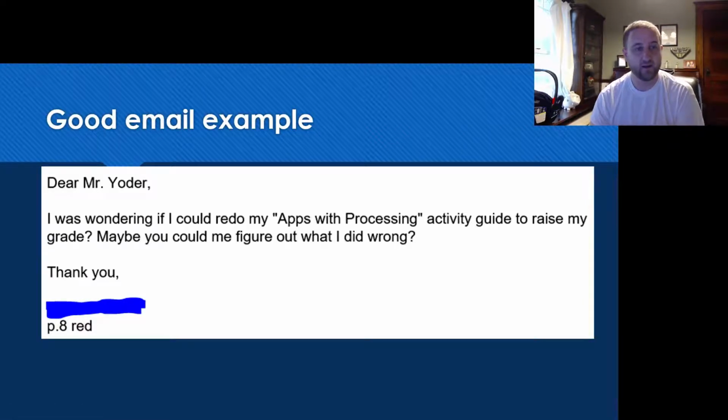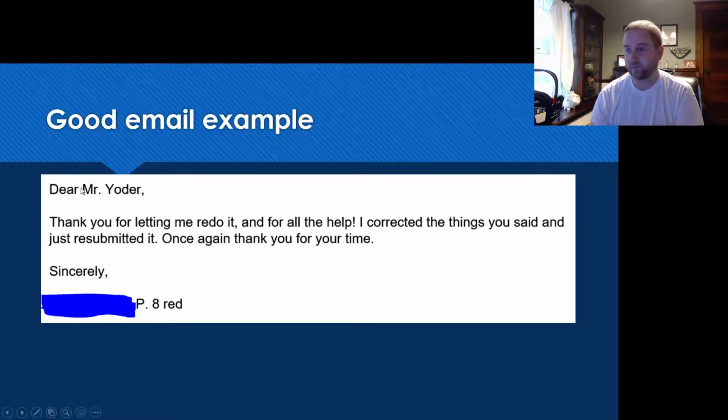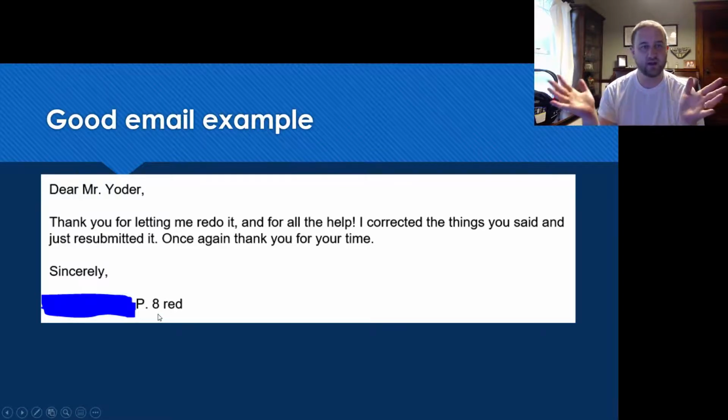Okay. Another example. Again, this person started off with Dear Mr. Yoder. Thank you for letting me redo it. This is actually from the same person from the previous email. So, thank you for letting me redo it and for all the help. I corrected the things you said and just resubmitted it. Once again, thank you for your time. And this time she ended with sincerely, her name, period 8 red. Okay, so you can see, again, she's taking her time on these emails. She's not just rushing through it.